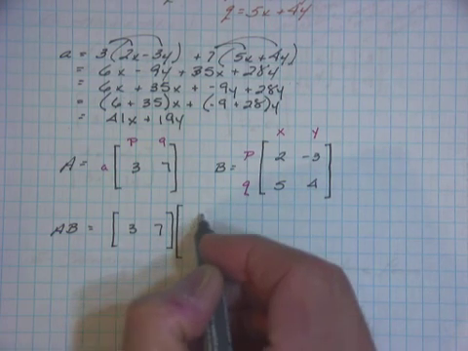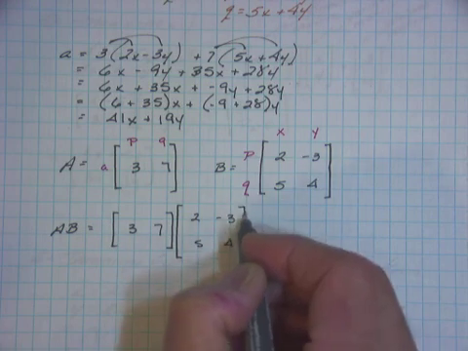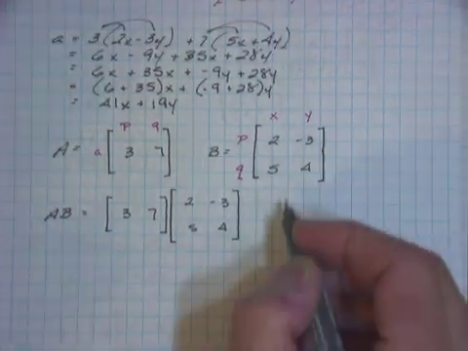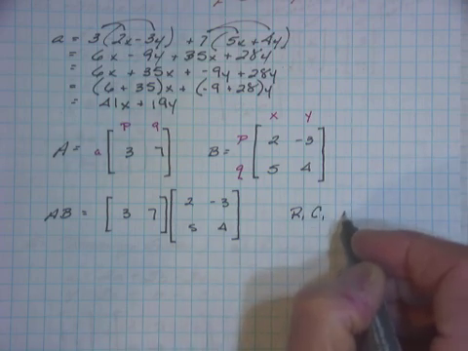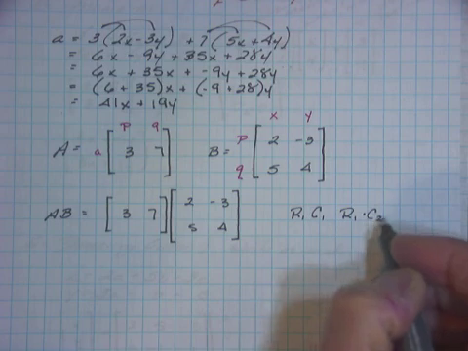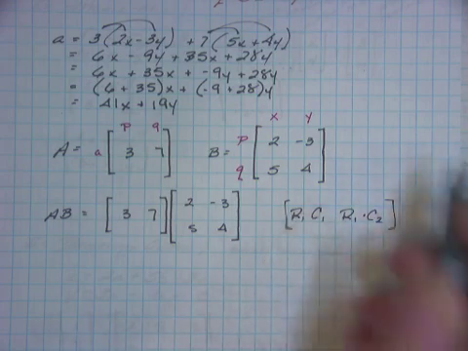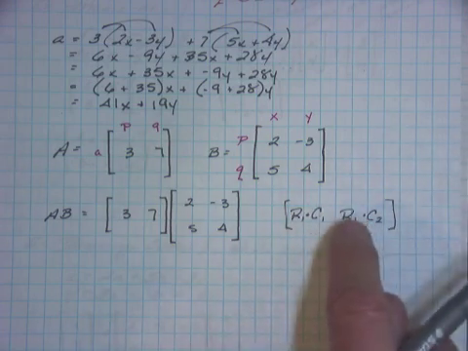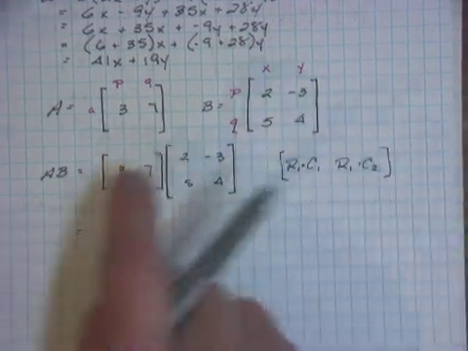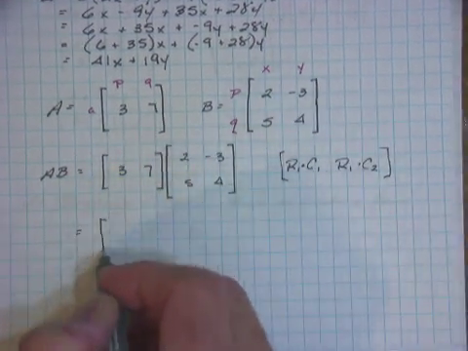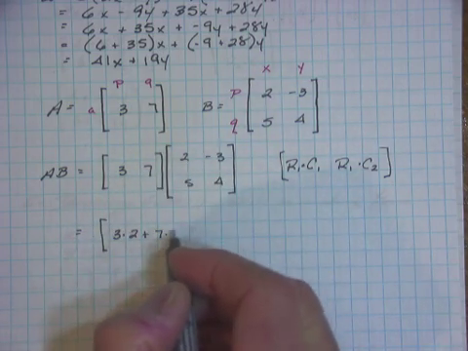AB equals 3, 7 times 2, negative 3, 5, 4. What we're going to end up with is the dot products of row 1 with column 1 and row 1 with column 2. That's going to be my matrix. So here we go. You ready?